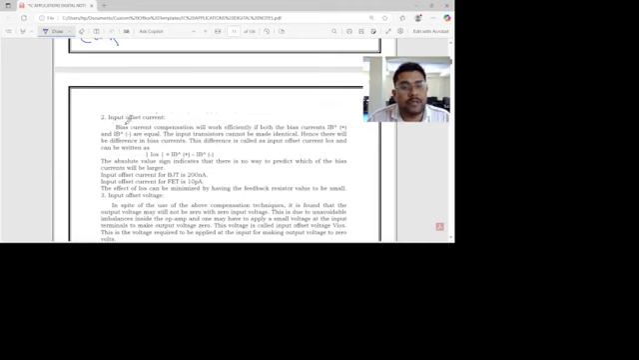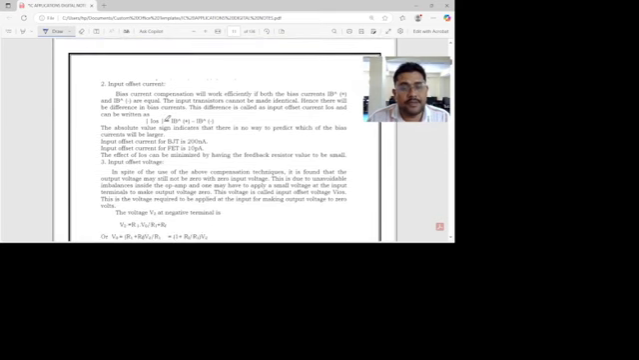Second, we will discuss the input offset current. Previously we discussed the input bias currents. So what is the input offset current? The bias current compensation will work efficiently if both bias currents IB1 and IB2 are equal. The input transistors cannot be made identical, hence there will be a difference in bias current. This difference is called the input offset current, and it can be written like this.